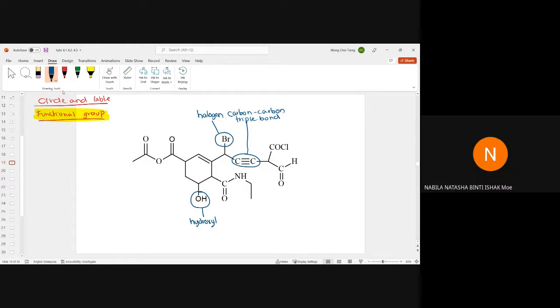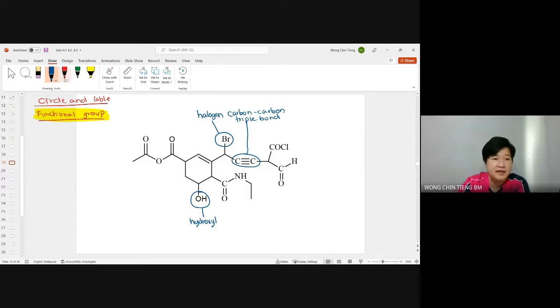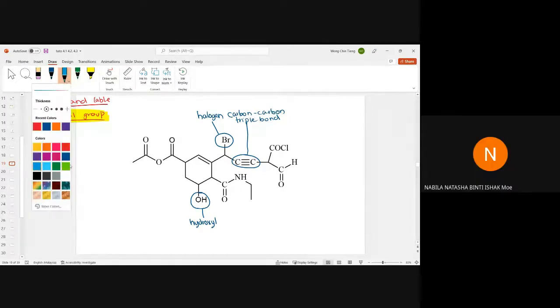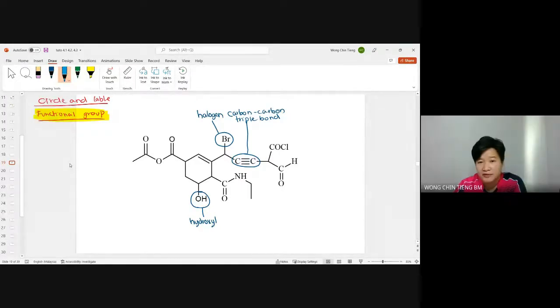Carbonyl. Where is the carbonyl? At the right side. The C double bond O. Betul? That is my carbonyl. We are asking for functional group. So, saya hanya perlu carbonyl. Saya tak perlu tahu dia aldehyde atau ketone. Okay? Lagi?